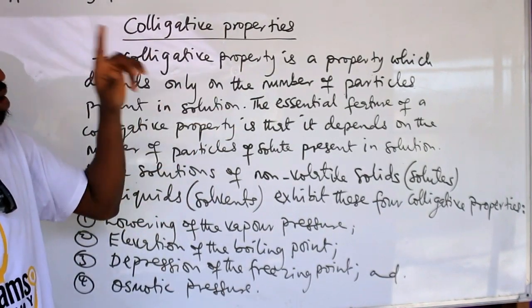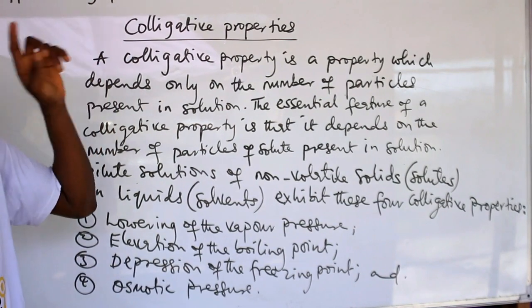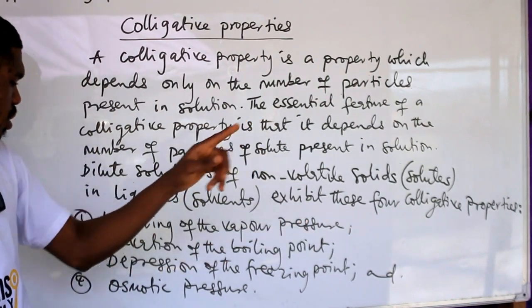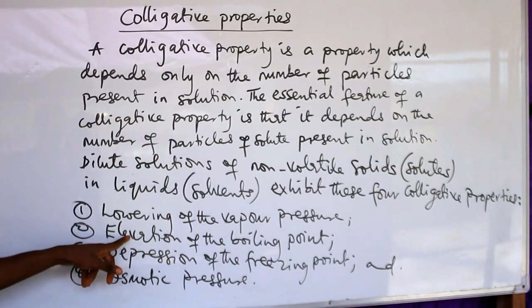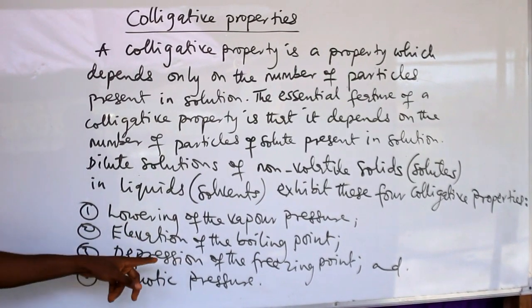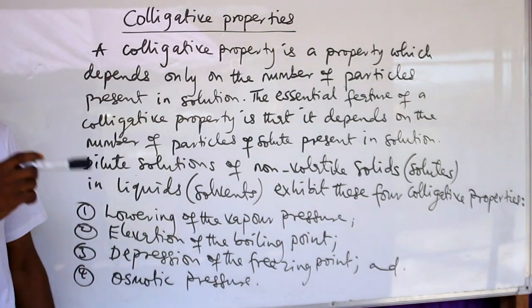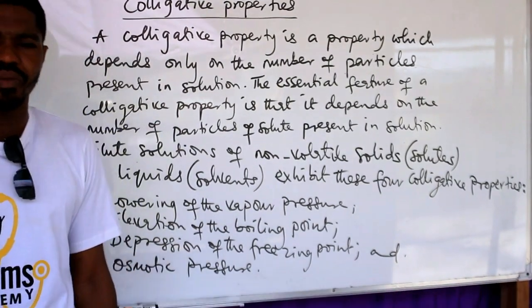Now, there are four colligative properties we're going to consider here. One is lowering of vapor pressure. Two is elevation of the boiling point. Three is depression of freezing point, and the fourth one is osmotic pressure.